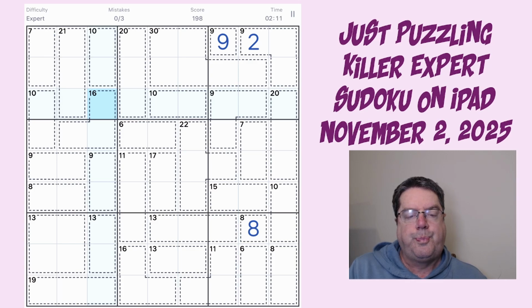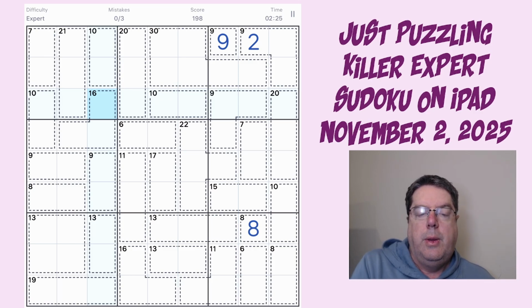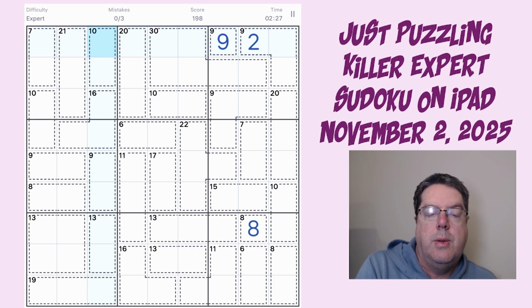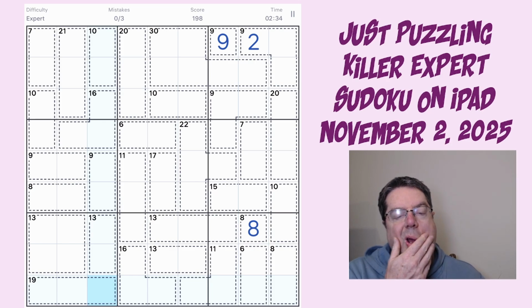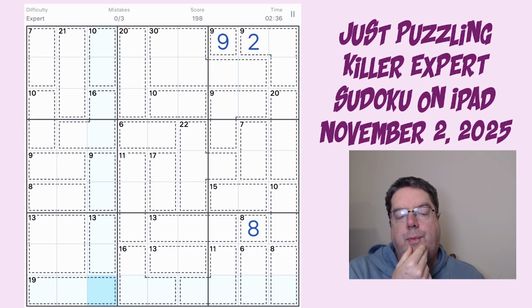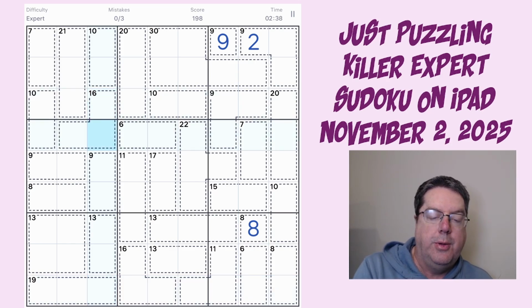13, 8. Not a lot going for this puzzle at the moment. But we'll get there. 13 plus 10 is 23, plus 9 is 32. So these are going to add up to 13. Not helpful. Sometimes you get things like that. They might add up to 6.